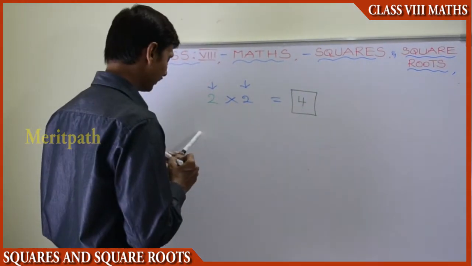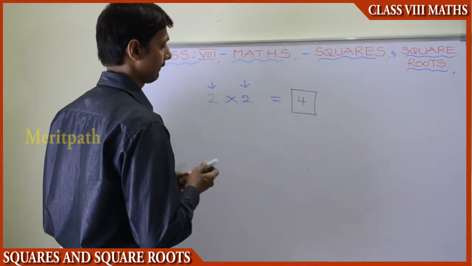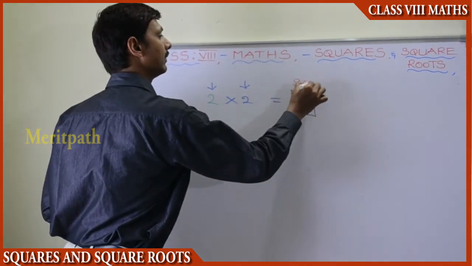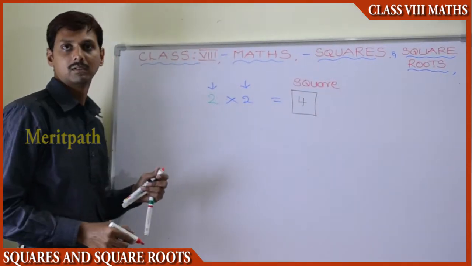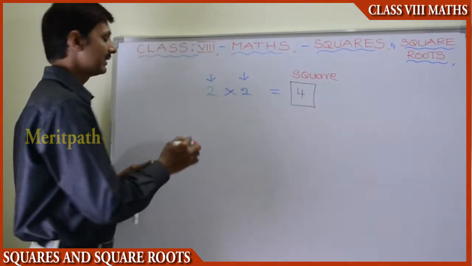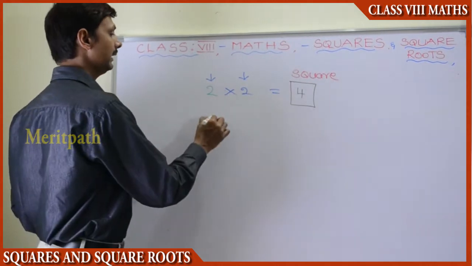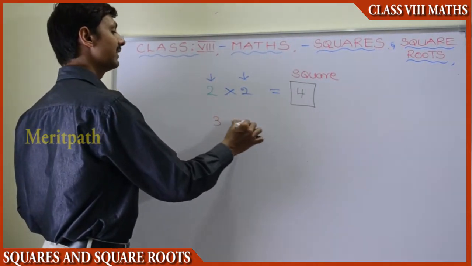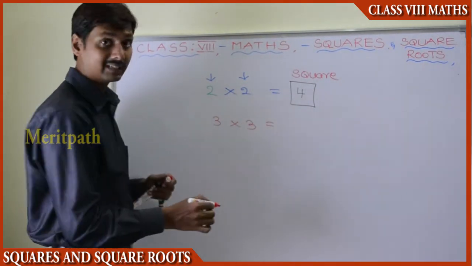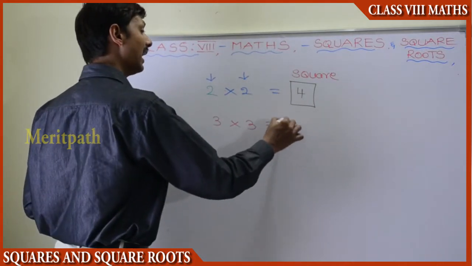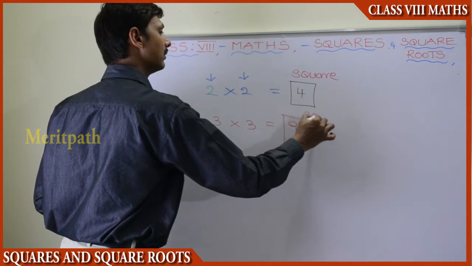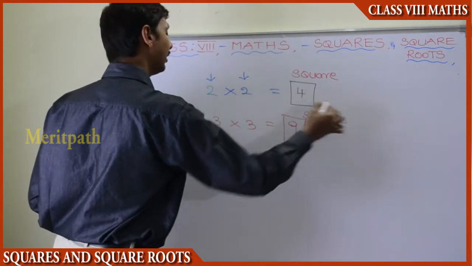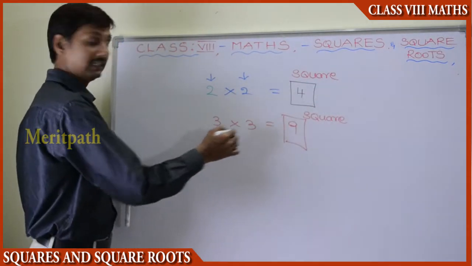and this 4 is called the square number of 2. So, for example, if we take any other number, 3, and multiply it with the same number, we are getting the result 9. 9 is called the square of the number 3.